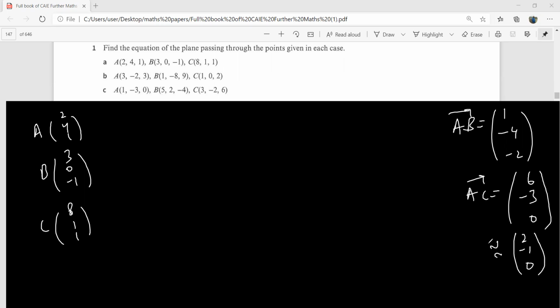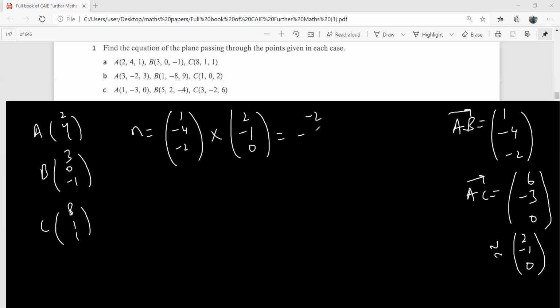Because we only have to perform its cross product. So now this N is going to be the cross product of these two directions. So this is, you can make it as minus 1, 4, 2, but this is 1 minus 4 minus 2 times 2 minus 1, 0. So this is going to be minus 2, and then we have minus 4 here. Yes, minus 4. And then you have minus 1 and plus 8 is 7.